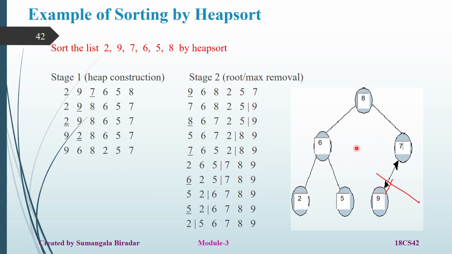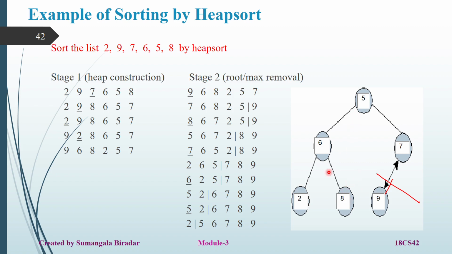After that, once again you have to construct a heap tree. After constructing the heap tree, next remove the root node. Now the root node is 8. If you want to remove it, you have to interchange it with your last node. The new last node is 5 here. If I interchange, I'll get 5 here and 8 here.